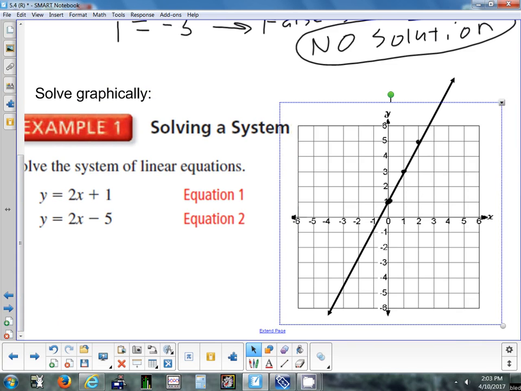All right, first line. Can somebody else tell me how I start my second line? Where do I start? Antonio? Nope, not at 5. What's the y-intercept on that second equation?